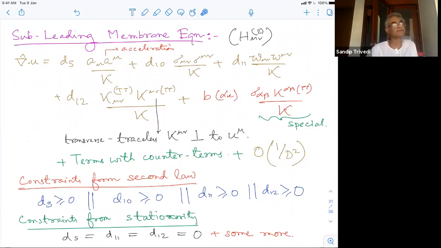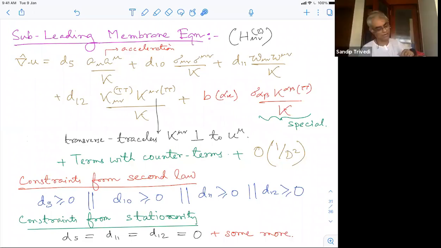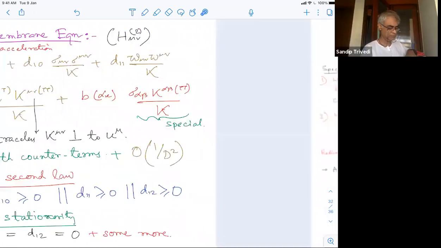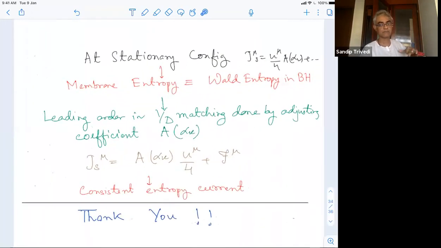Okay, got it. This is just a demonstration that these constraints actually do something to the theory of gravity. Very good. Please go ahead. There's not much to say.